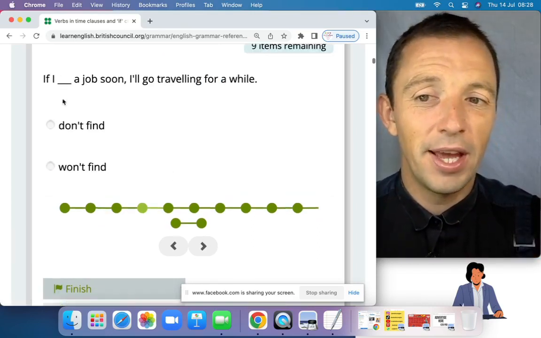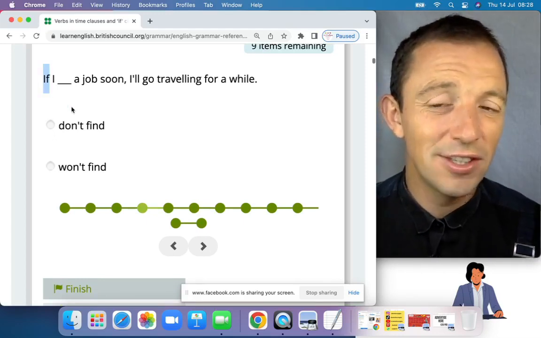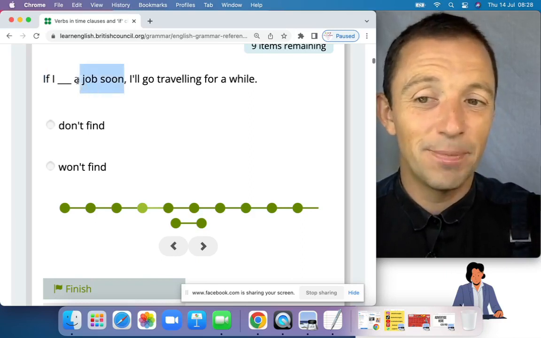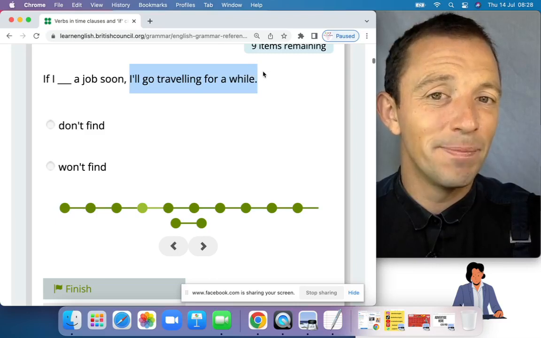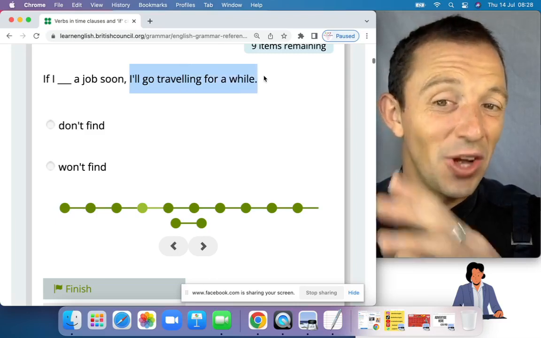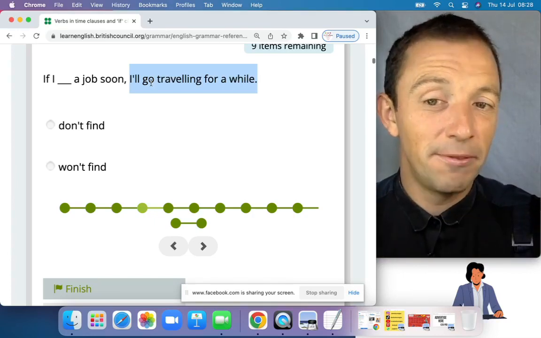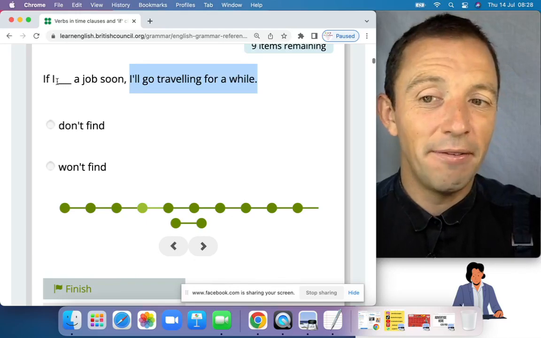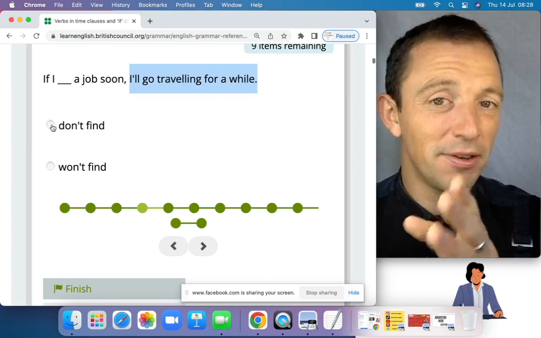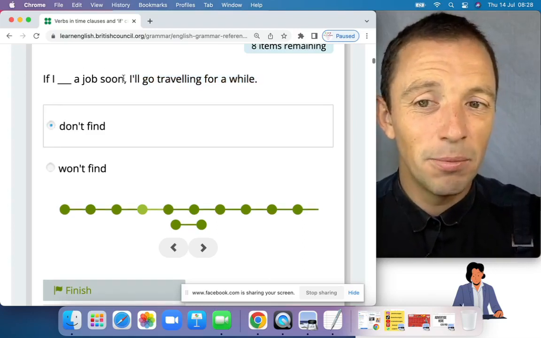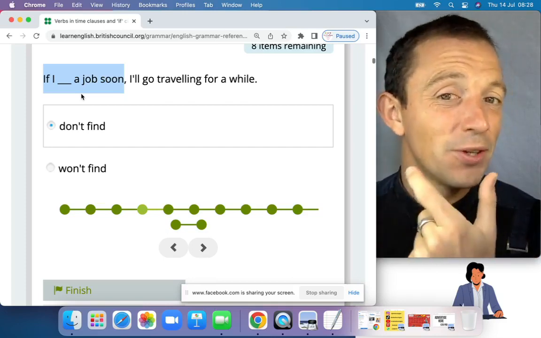Number 4. If. This usually indicates the conditional clause, and here is the conditional part. If I find a job soon, I will go traveling for a while. So the second clause is the basic and the main clause, future. I will go traveling for a while. If I will not find, future. But if I do not find, in the present.